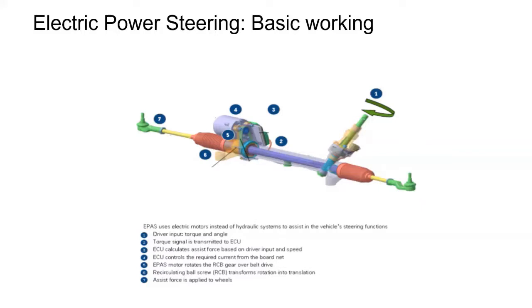Then the EPAS motor rotates, which rotates the rack and pinion gear. This is the gear. You can see that the motor shaft is here and there is a gear mechanism here. The ball screw transforms the rotation motion into a translation motion, which will assist the force applied to the wheels. So that's what EPS does in a nutshell.